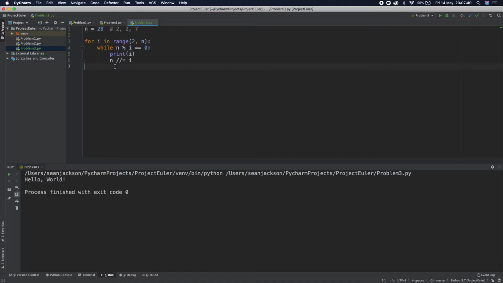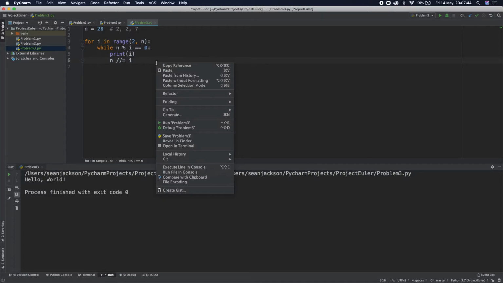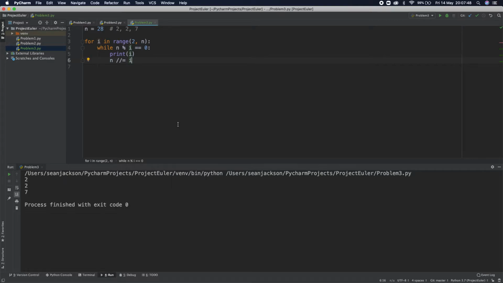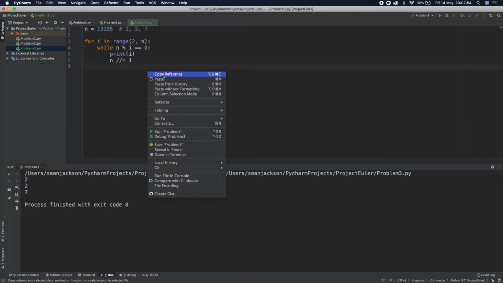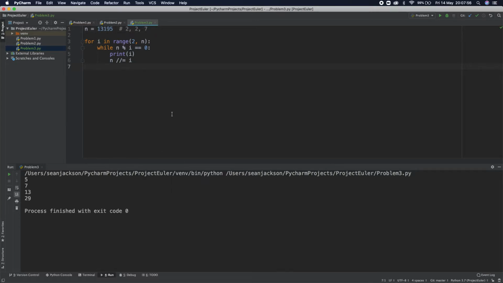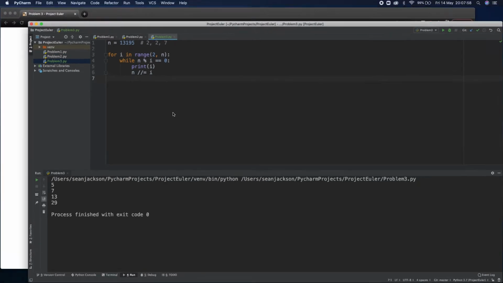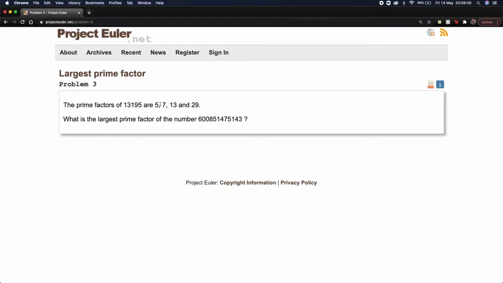So hopefully that made sense. And this should give me 2, 2, and 7. Nice. Okay, so now let's do, I think it's 13,195. 5, 7, 13, 29. Okay. That's perfect. Okay, so let's do this number.